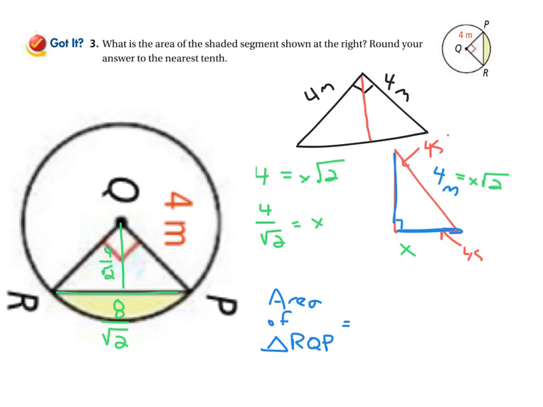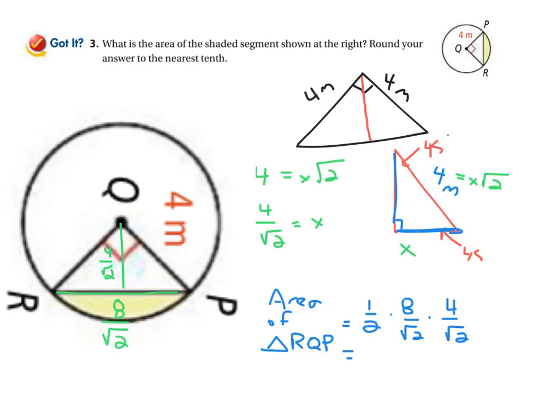The area of the triangle is equal to 1/2 the base, 8 divided by root 2, times the height, 4 divided by root 2. And we'll find the area if we multiply all this together.